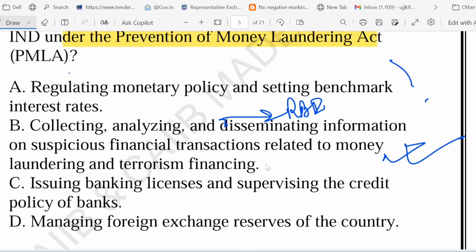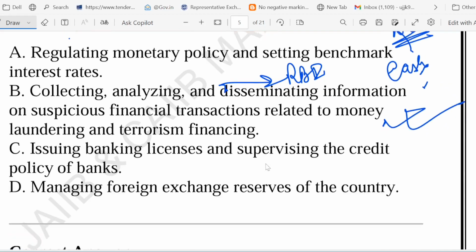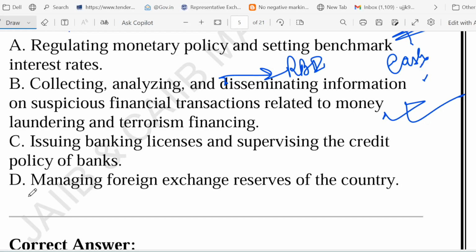Imagine a bank notices that a customer is depositing 10 lakh rupees in cash every day without any clear source. So the bank reports it as an STR, that is called a suspicious transaction report. FIU-IND then collects it, analyzes the pattern, and shares the intelligence with enforcement agencies like ED, CBI or the income tax department.